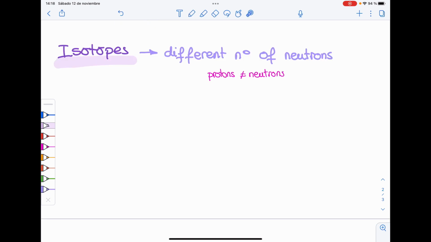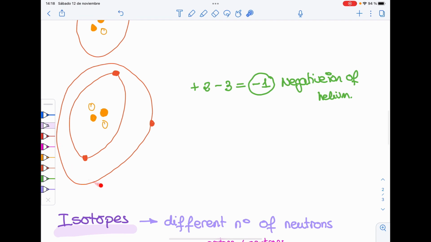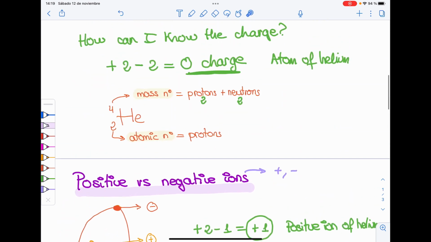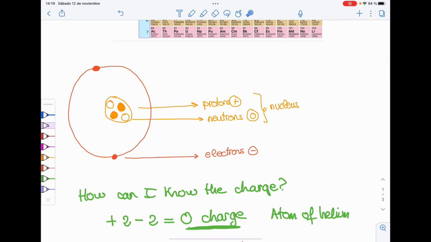Okay, so let's see now what are isotopes. You have to know that isotopes are all of the atoms that have a different number of neutrons. This means that the number of protons and the number of neutrons is not the same. So in this example that I did here, I had 2 protons and 2 neutrons, the same number of protons and neutrons, so this is not an isotope. In this one, I also had 2 protons and 2 neutrons, so it is not an isotope. And also in this one, I had 2 protons and 2 neutrons, and this is not an isotope.